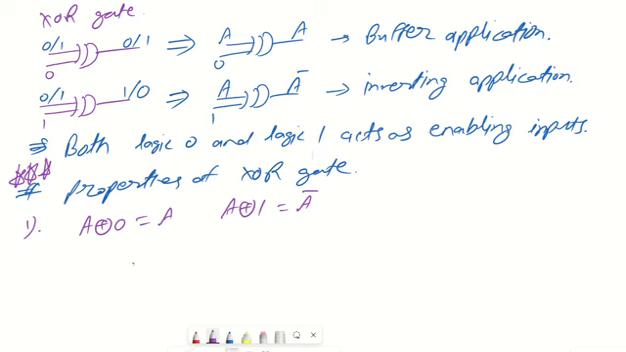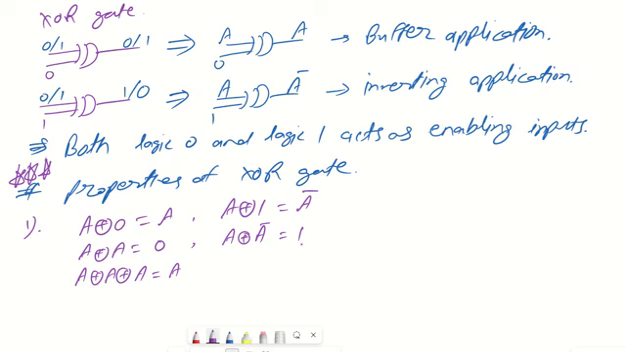Then if we talk about A XOR A, if both are the same, then it is going to give you 0, and A XOR A bar, if it is opposite, then it is going to give you 1. Understood? So this is how you get an understanding: if both the inputs are the same, the output is 0. If both the inputs are complements of each other, the output is 1. Now if we have 3 A's, let's say A XOR A XOR A. Whether A is 0, then it will be 0. Whether it is 1, then it will be 1.